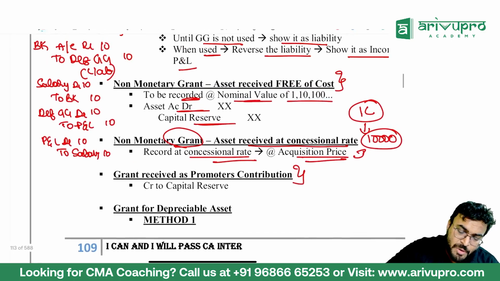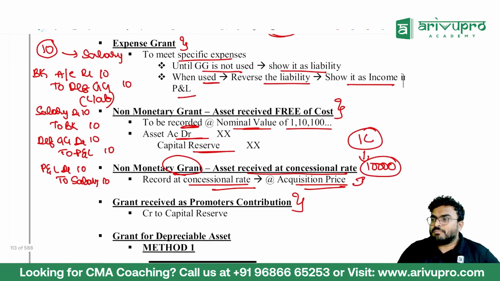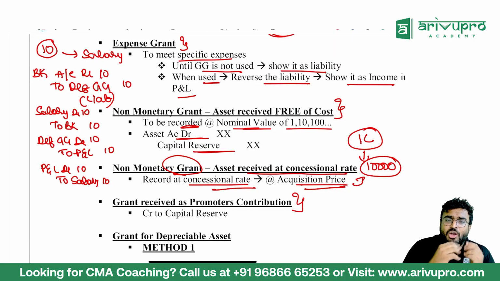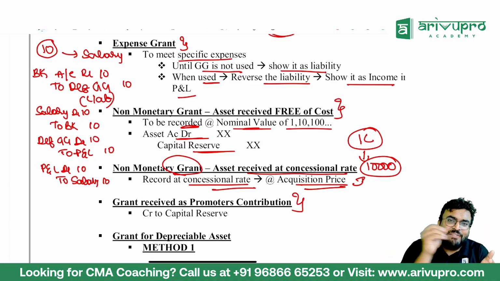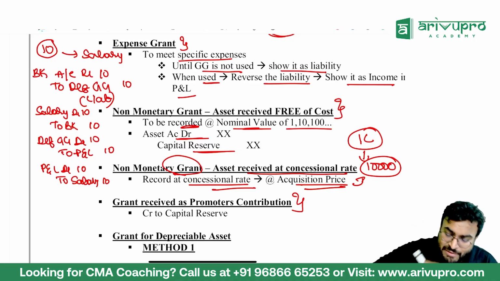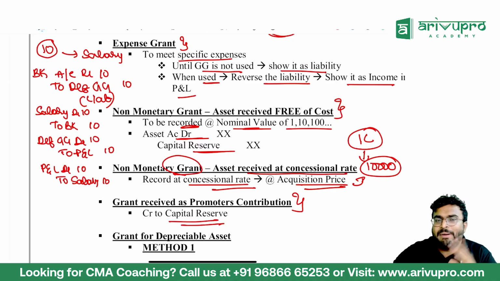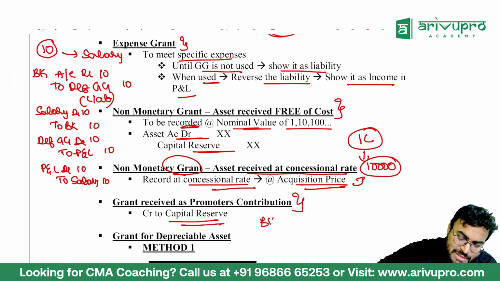Grant received as promoter's contribution. What is promoter's contribution? Government is telling you start the business, I will give you money, but I don't want ownership. If I take ownership, then that is not AS12. That money which they are giving will be credited to capital reserve. So you will pass the entry bank account debited to capital reserve.